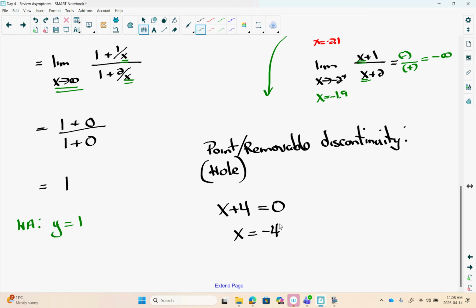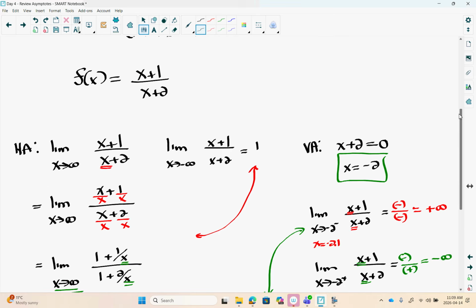If I had canceled an x plus 2, there would be a hole in the curve when x equals negative 2. If I had canceled an x minus 2, I would take the x minus 2, set it equal to 0, and solve, and there'd be a hole when x equals positive 2, right? The thing is, it has to completely cancel.